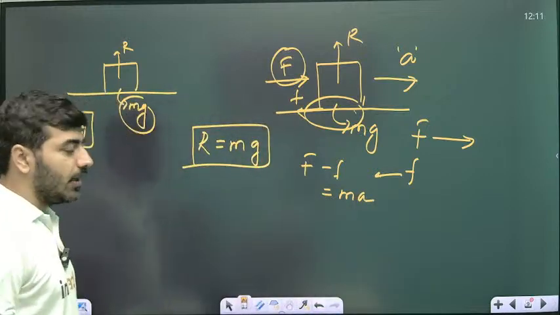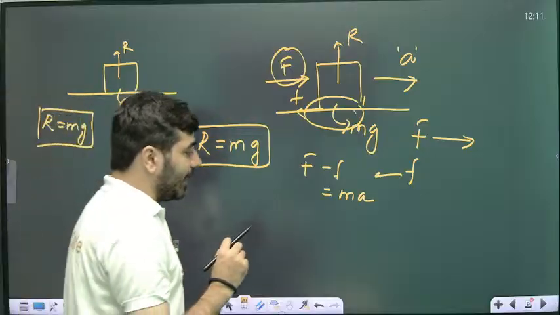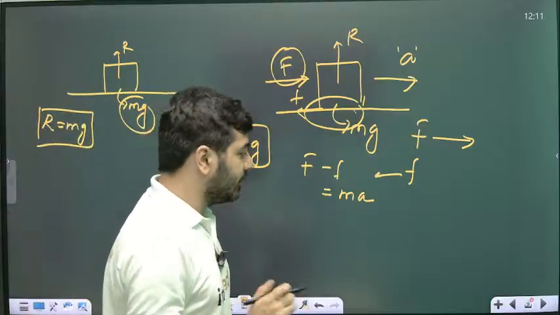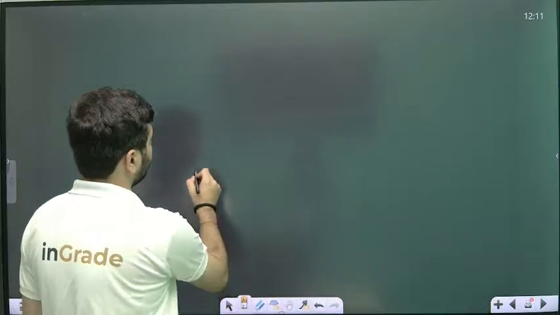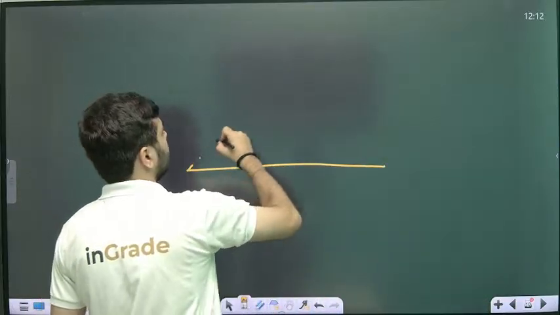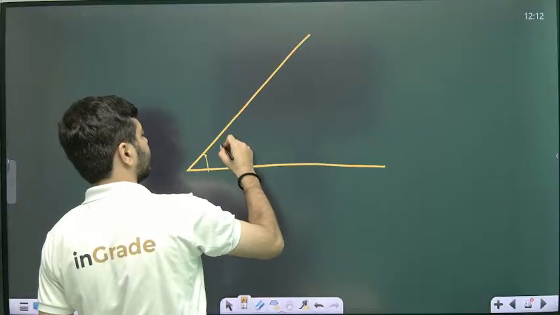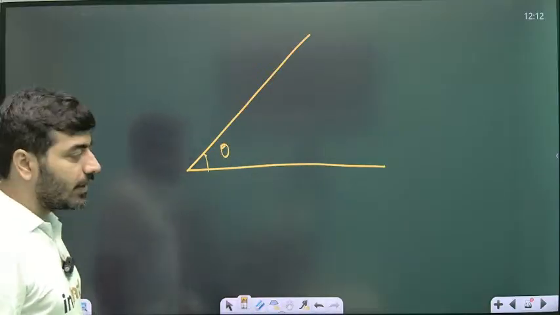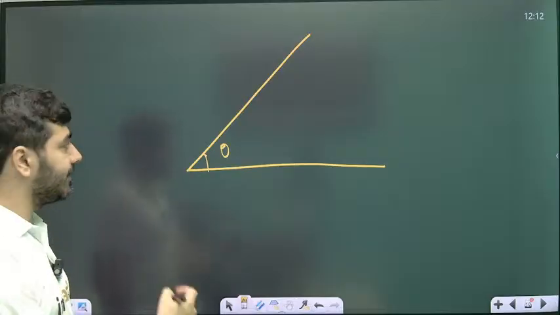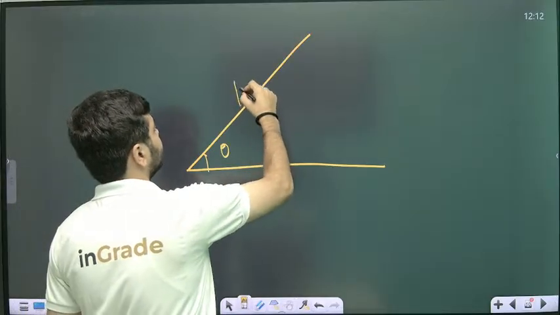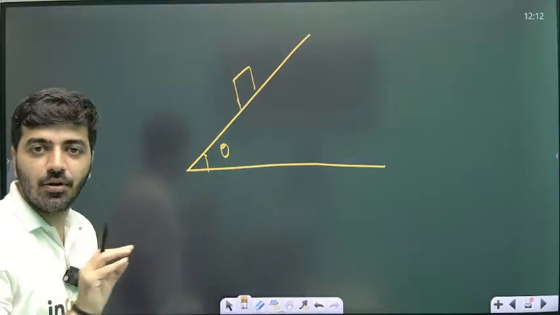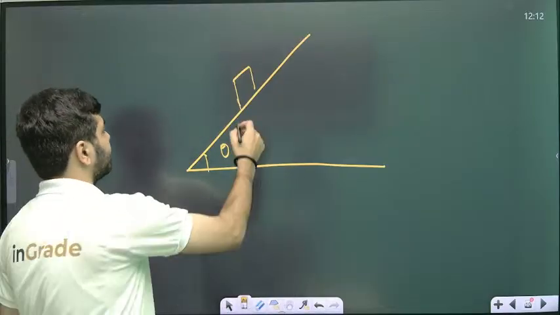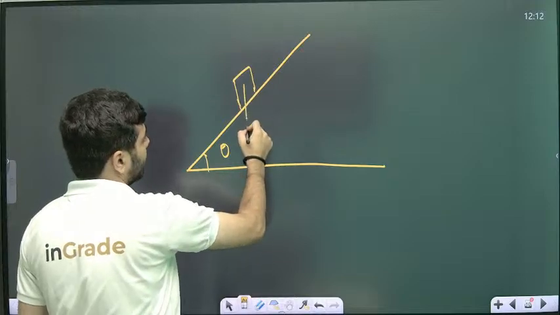Okay. Now we take a plane at an inclined angle. Suppose this is a plane at an angle theta. Now we plot the free body diagram for this plane. Let's say this is the mass. This time we are not applying any external force. Mass of the body, let's say mg.